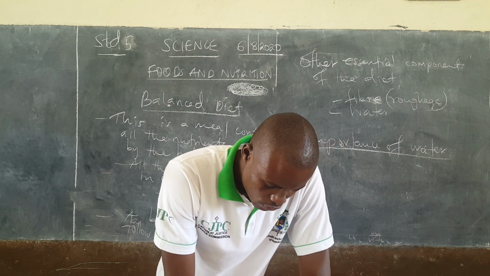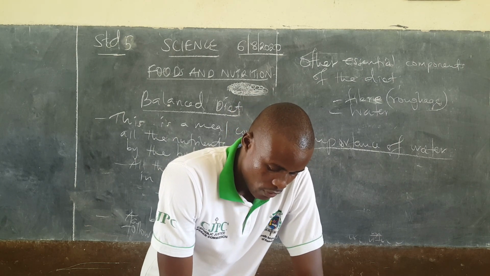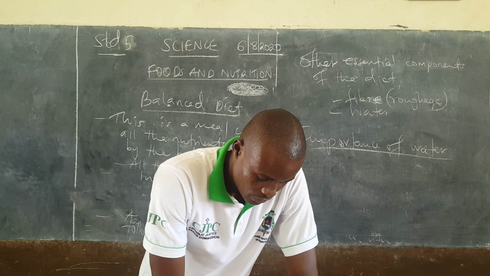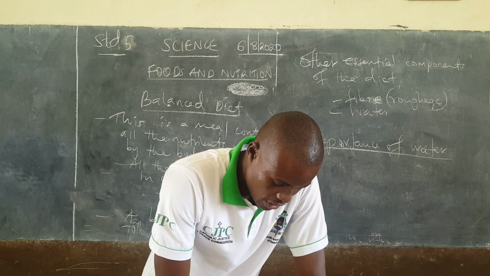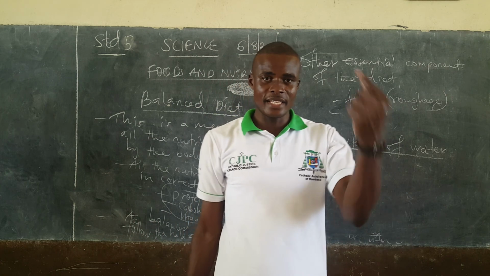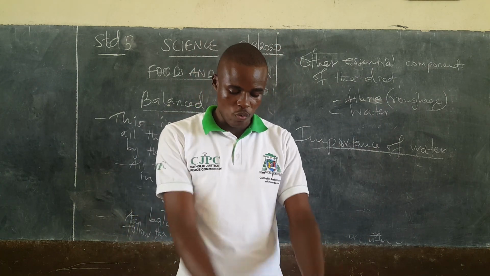So we get water into the body when we drink water. Importance of water in a diet. Before we get to the importance of water, we need to know how we get water into the body. Water gets into the body, first of all, by drinking. Normally that is common, by drinking water.